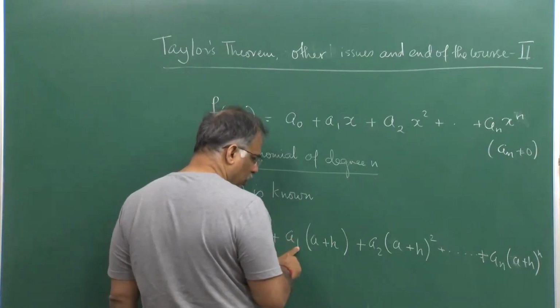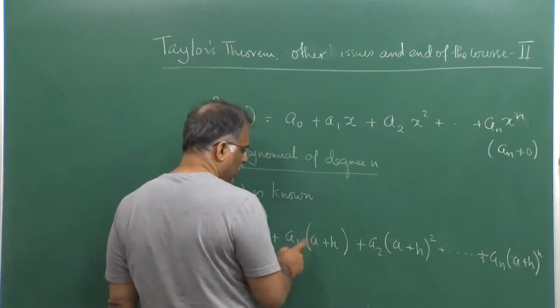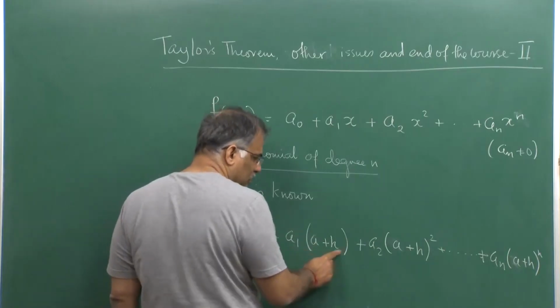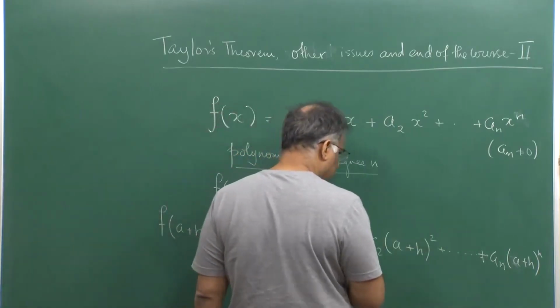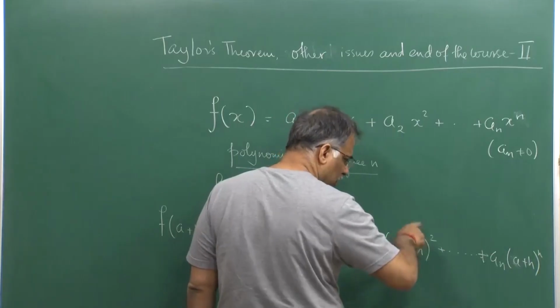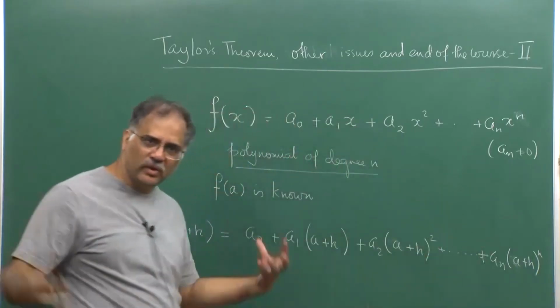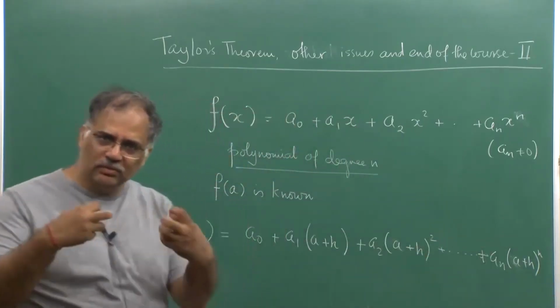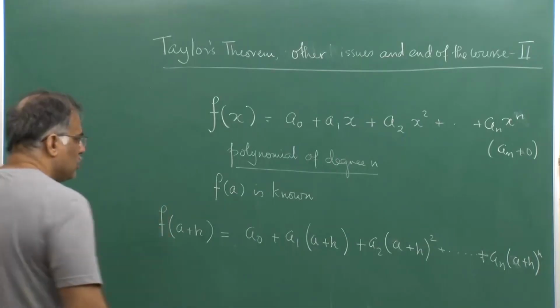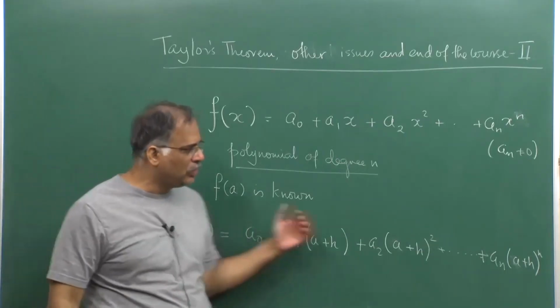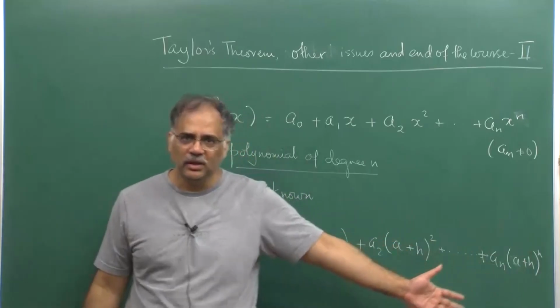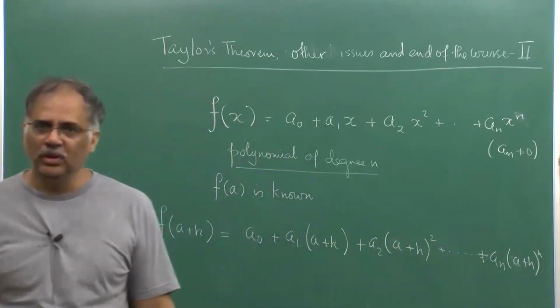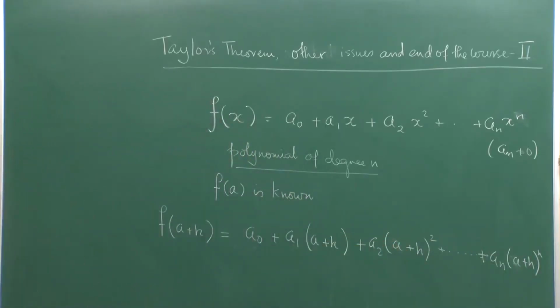a0 plus a1 into a, so this is the constant, plus a1 into h plus a2 into (a squared plus 2ah plus h squared), all these things. So, the coefficient of h will now change. How are you going to find it? You are really going to do all this expansion, do binomial expansion and then sum them up. Oh, it will be absolutely cruel. So, what would you do?